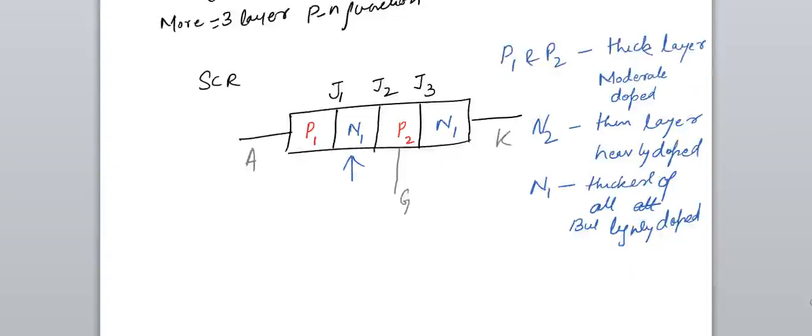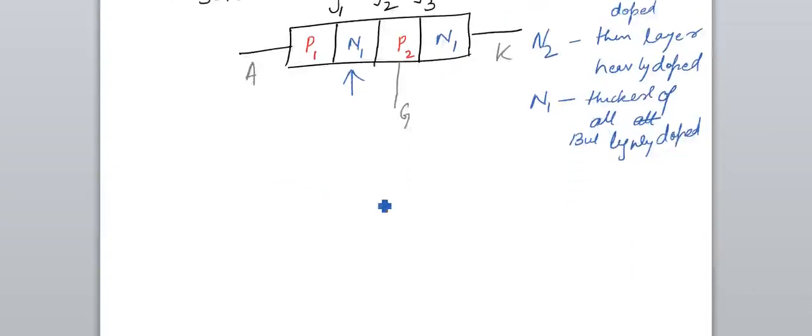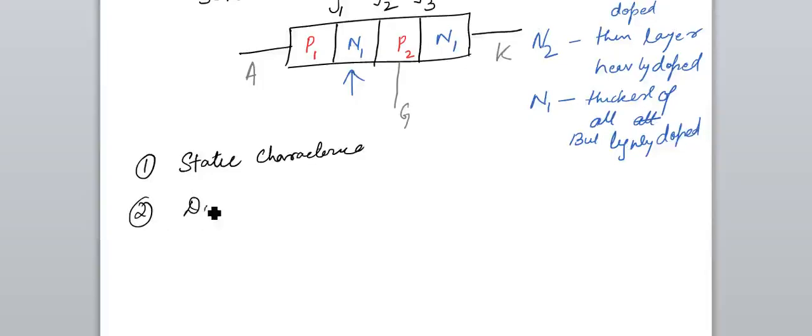Next, this device has two characteristics. We will deal with this device more through its characteristics. First is static characteristics. Second is dynamic characteristics.